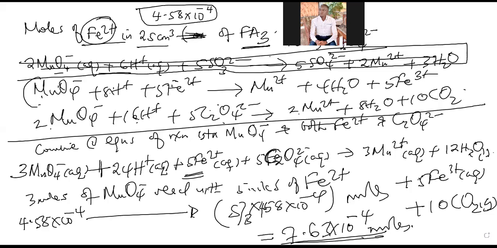Okay, the last part, they are saying determine the mass of ferrous oxalate in 250. To get the mass of ferrous oxalate, first get moles. Now, those moles that we've gotten are the ones that reacted. Remember, we have gotten 7.63 times 10 to the power negative 4 moles of iron 2 ions.